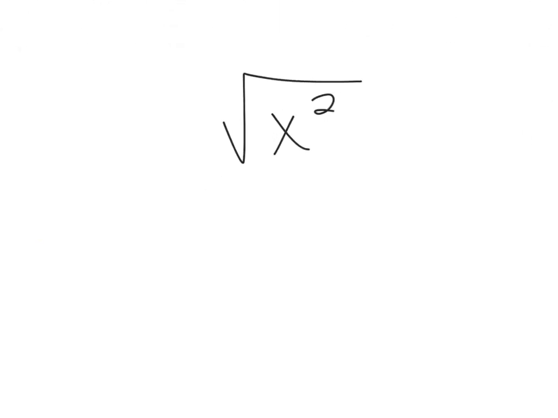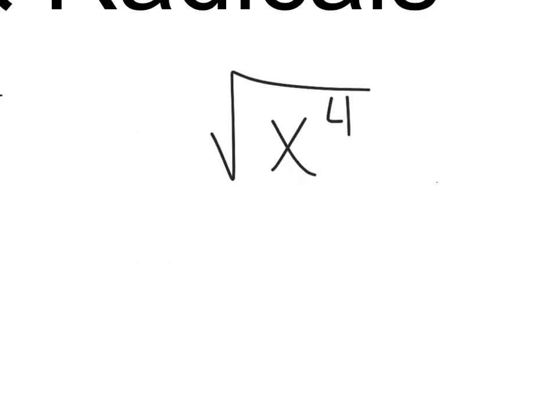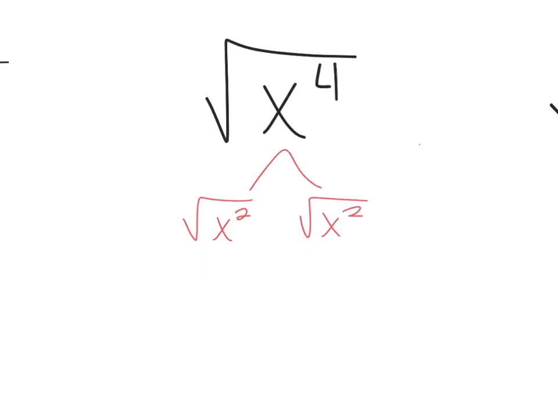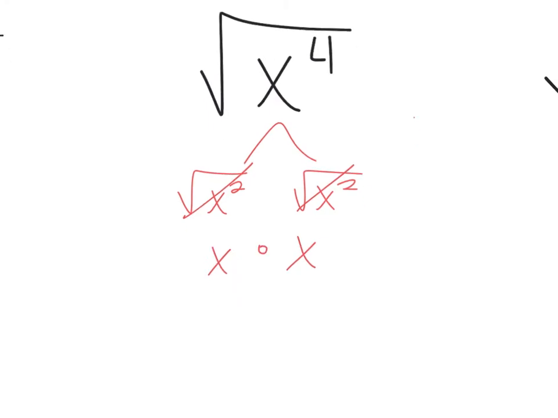Okay, now I'm going to freak you out and throw a variable at you. So the square root of x squared, what would that be? Well, that's just x, right? Because the square root and the second power cancel each other out, and you just get x. Now, x to the 4th, what would this be? Well, this breaks up into the square root of x squared times the square root of x squared. The square root of x squared, I like to cross them off, and that gives you x and x. So now we have x times x, which gives you x to the second power.